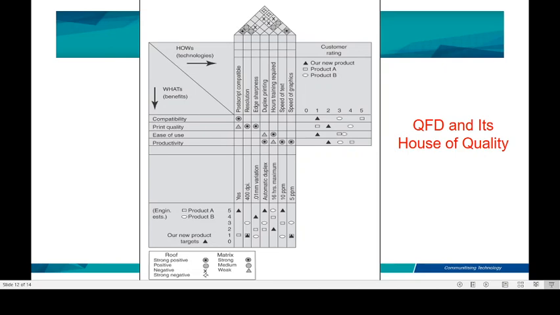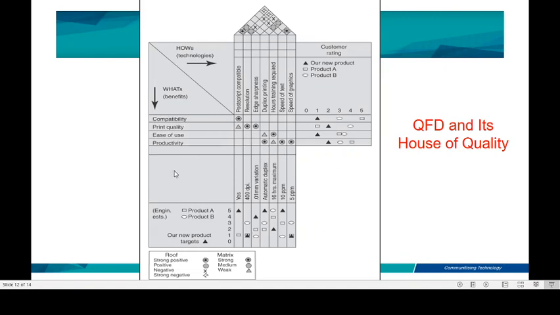Now, if you look here, down to the left, this is the left hand side of the figure. This is the customer attributes or CA, also called the whats or benefits. So this is the critical marketing input into the HOQ. So we have actually a product here. This is to make a product of a printer.